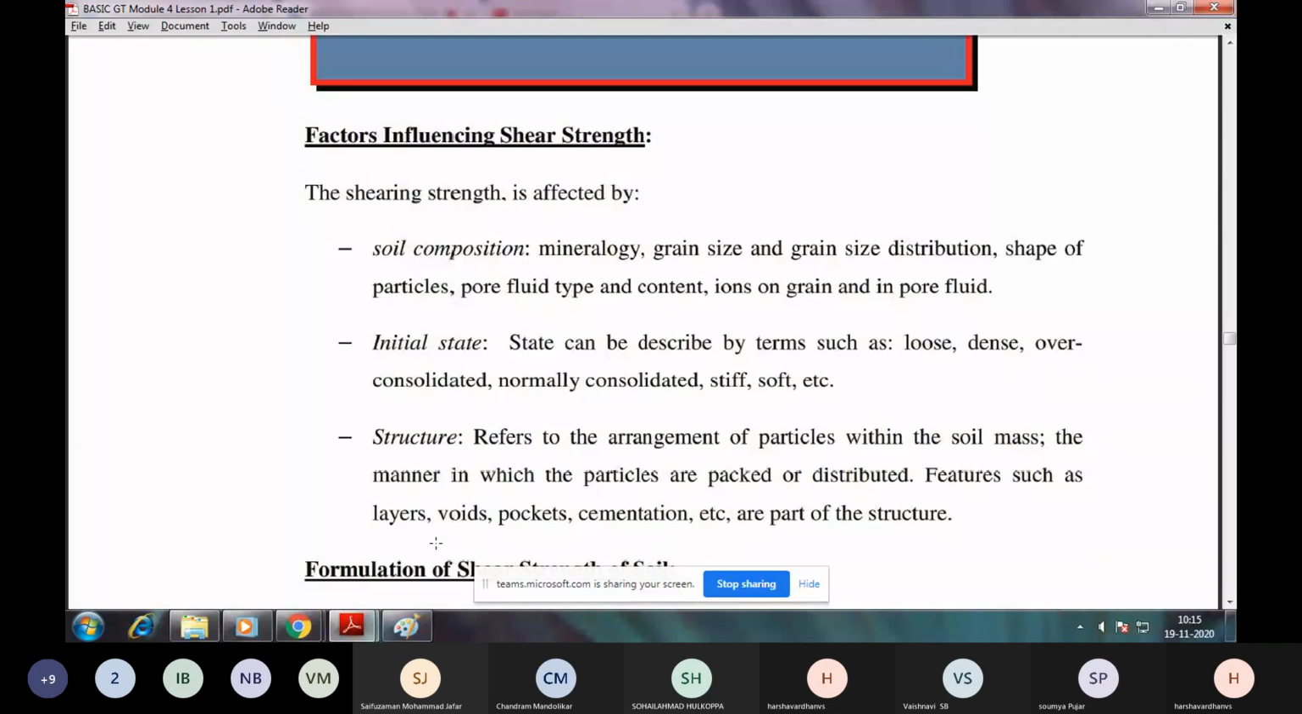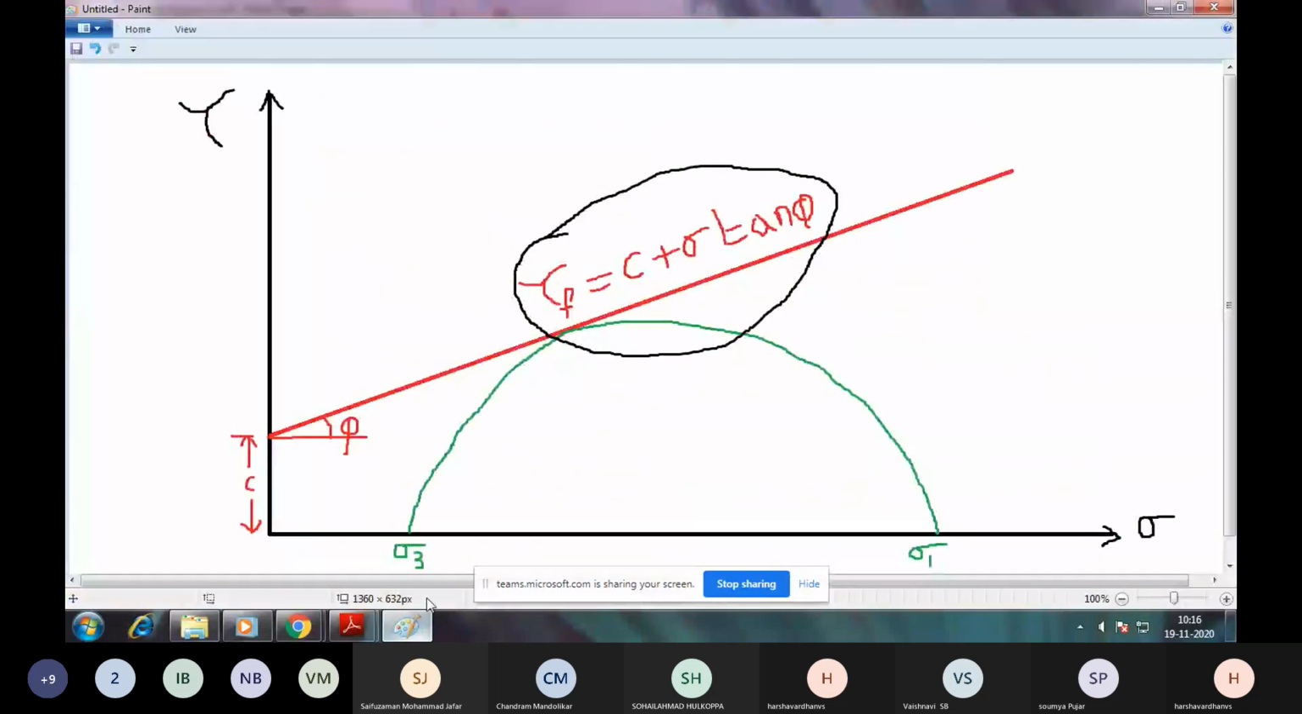Now the factors that are affecting shear strength of cohesive soil and cohesionless soil. Yesterday I explained what is cohesive soil and what is cohesionless soil. Cohesion means, in simple words, stickiness. The soils which are not sticky like sands are cohesionless soils, and the soils which are very sticky such as clay are cohesive soils. So please remember cohesionless and cohesive soils.